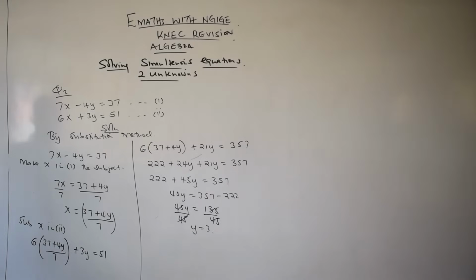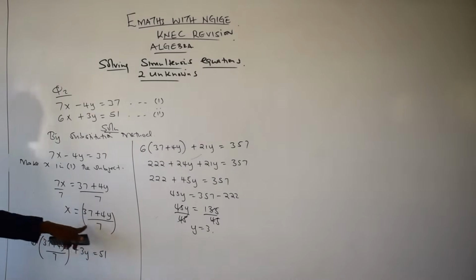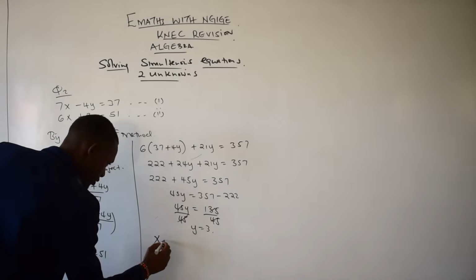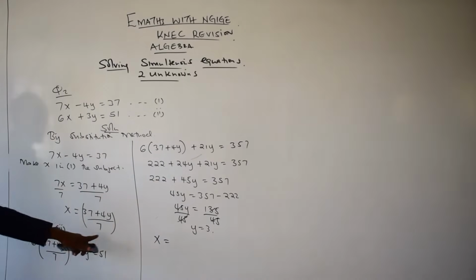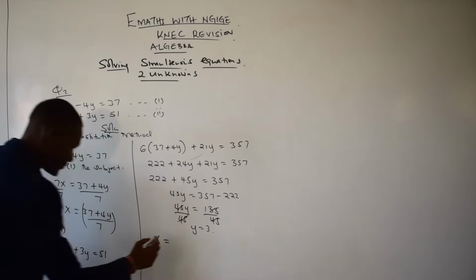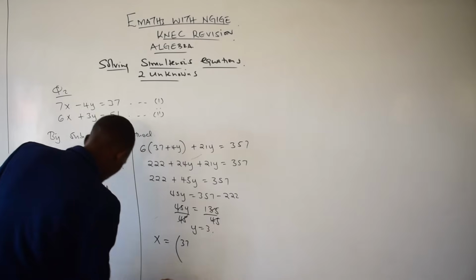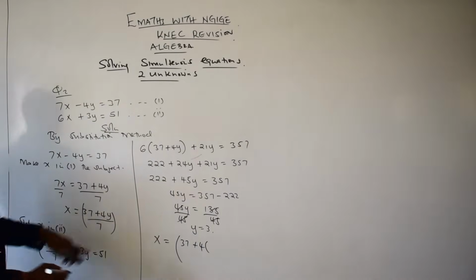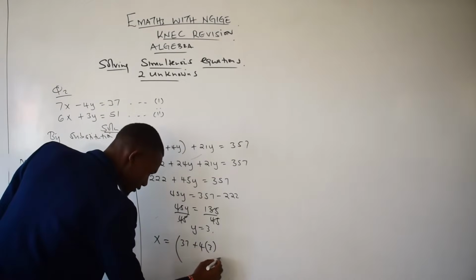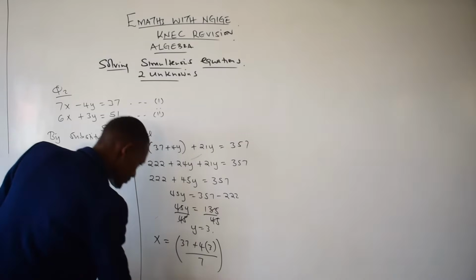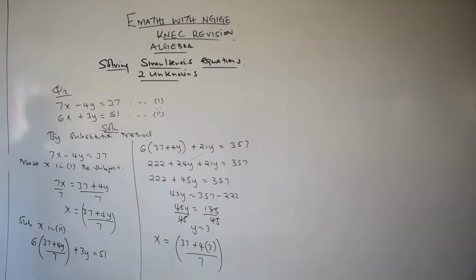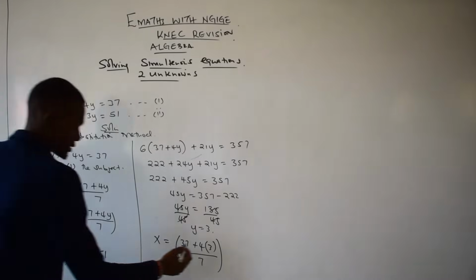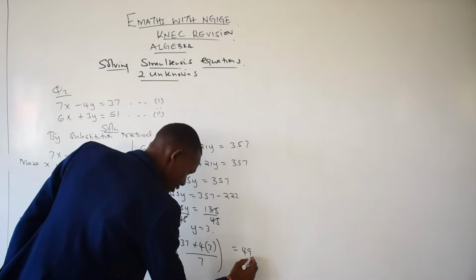Then for you to get the value of x, we know our x was given by this expression here. So replacing your value of y in this expression, we shall have 37 plus 4 times your y, which is 3, then divided by 7. So that is 37 plus 12 gives you 49 over 7.